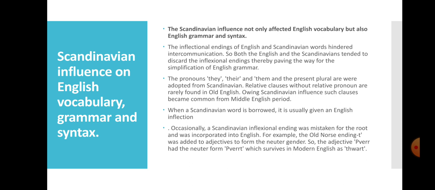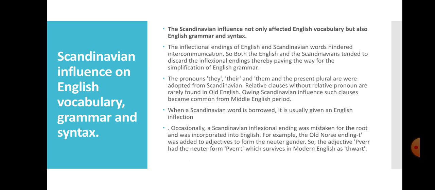The inflectional endings of English and Scandinavian words hindered intercommunication. So both the English and Scandinavian tended to discard the inflectional endings, thereby paving the way for simplification of English grammar. Inflections were taken off and thereby the simplification of language. This point you are all familiar with, right? Both the English and Scandinavian words show the tendency to discard the inflectional endings.